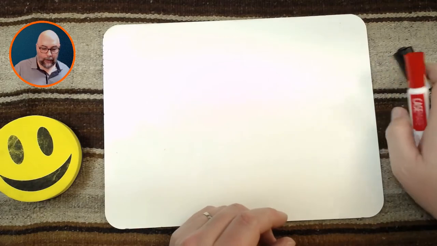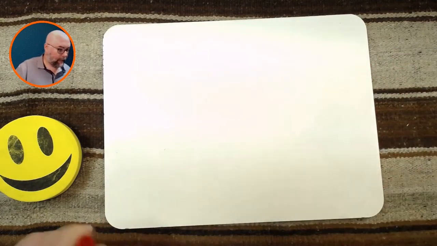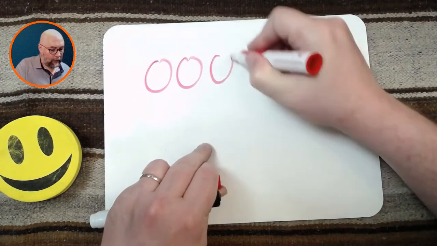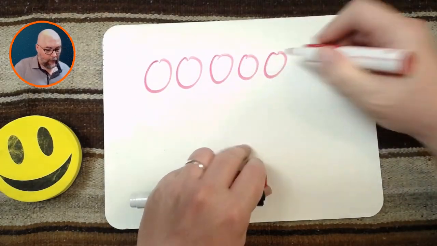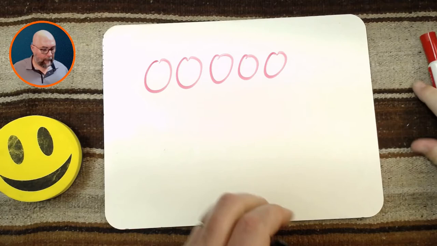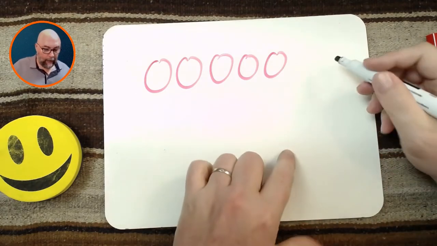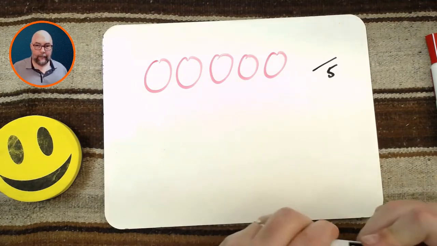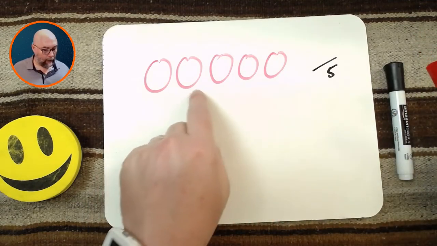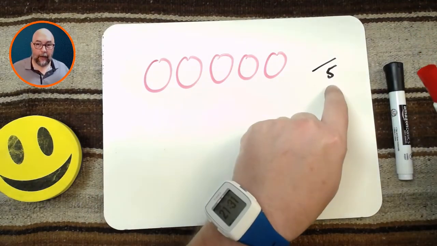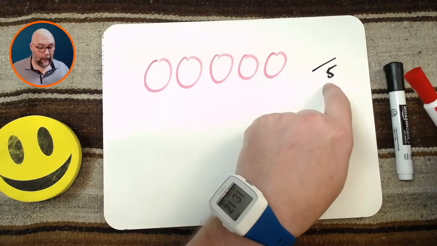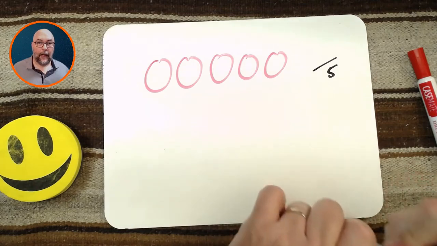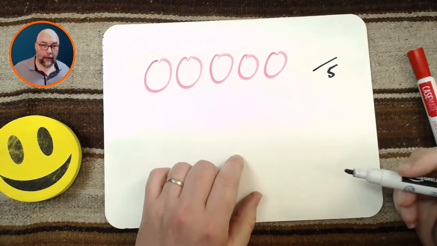Let's look at some cookies. Let's take 5 cookies. 1, 2, 3, 4, 5. Okay. So if we have 5 cookies total, those are fifths, right? 1, 2, 3, 4, 5 means that our denominator is going to be a 5 because each cookie is 1/5.